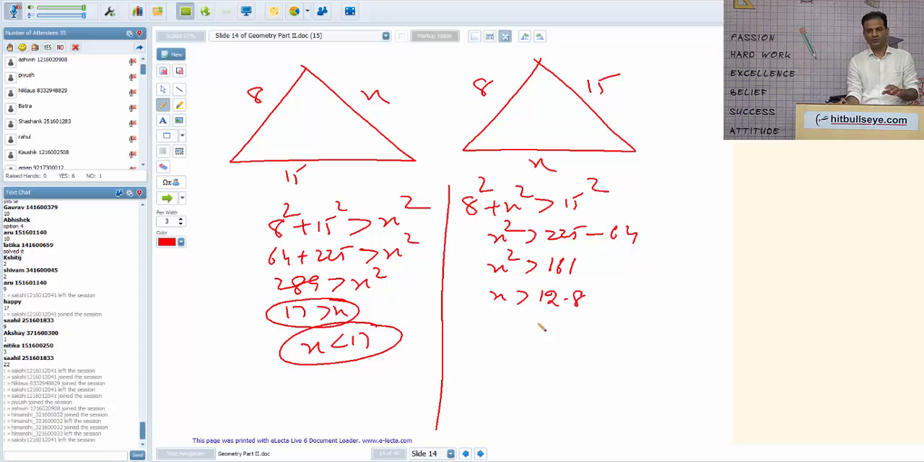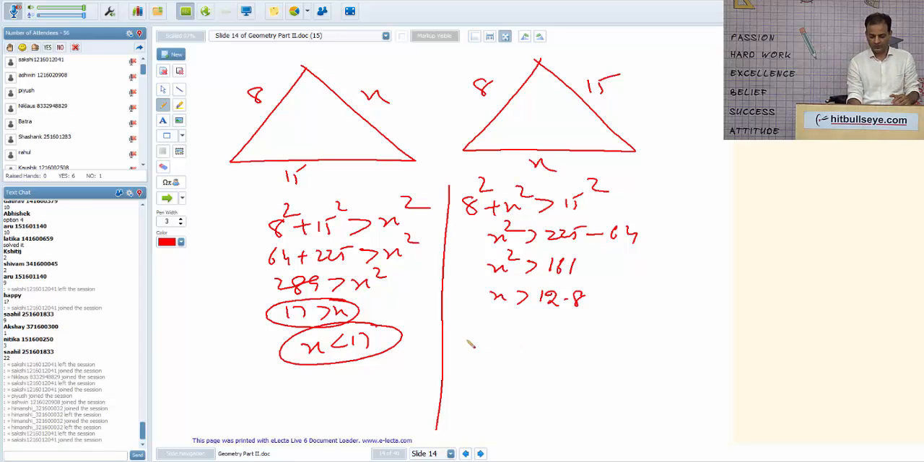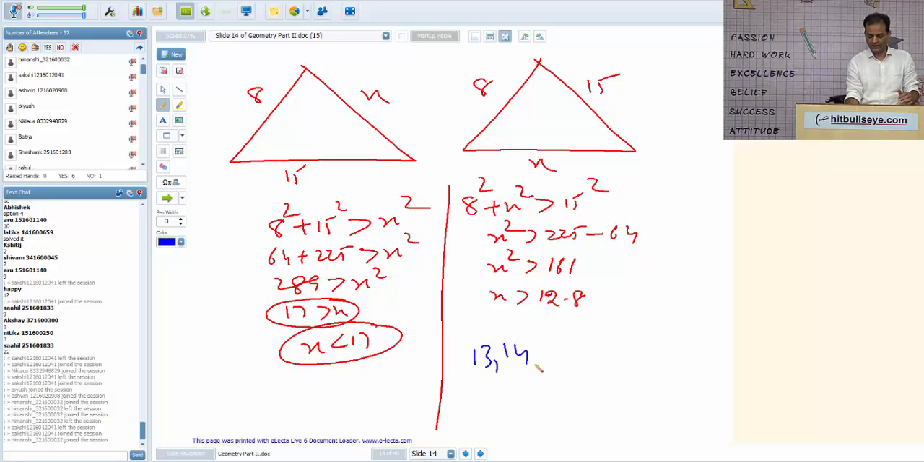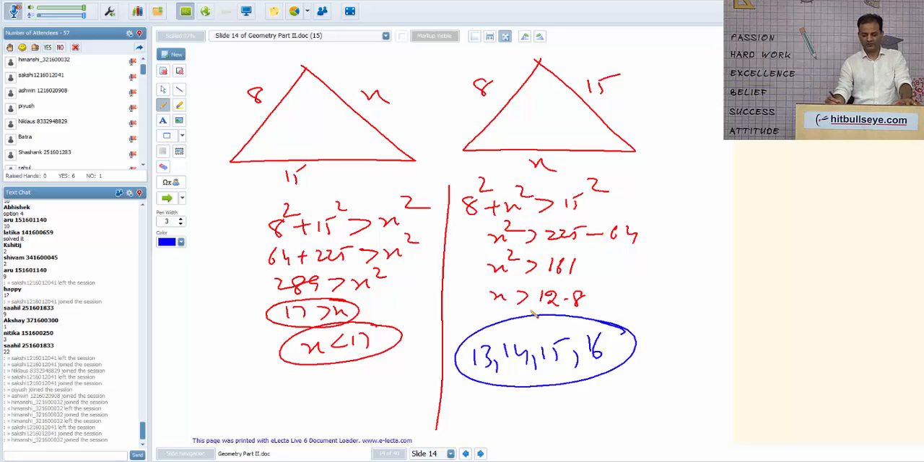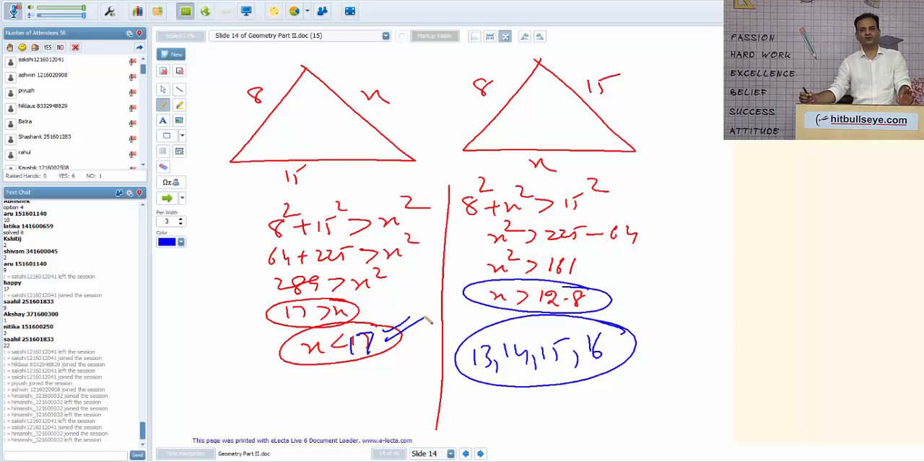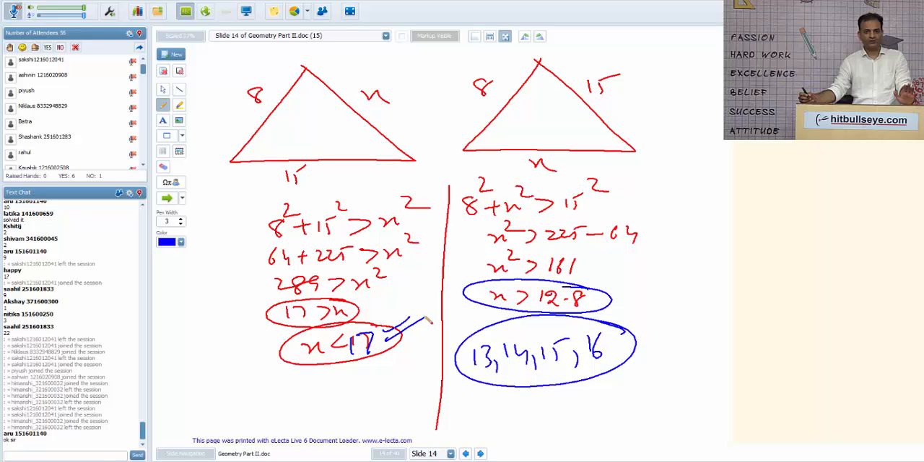So x is greater than 12.8 and x is less than 17. So from 12.8, what are the integer values? It can be 13, 14, 15, 16. These are the four values, these are the four triangles, because x is greater than 12.8 and x is less than 17. So these 13, 14, 15, 16 are the four values which satisfy the condition of an acute angle triangle. Is it clear to everyone?